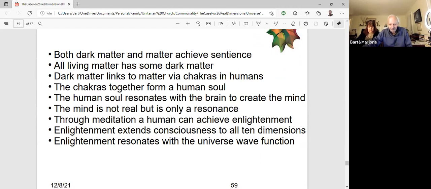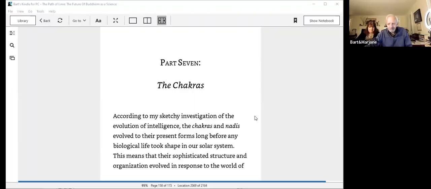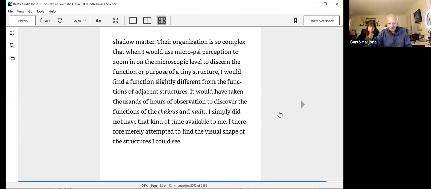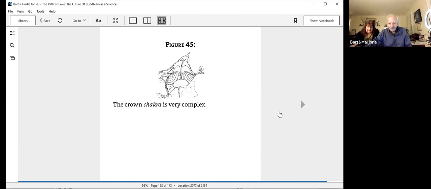If we want to go back over it, I can, let me do that. So I'll get out of screen share, hold it, and go to, where does this book go? Here it is. Okay, so we saw this last time. He had this whole chapter on chakras. And I love that. And here's the crown chakra that he made a picture of.